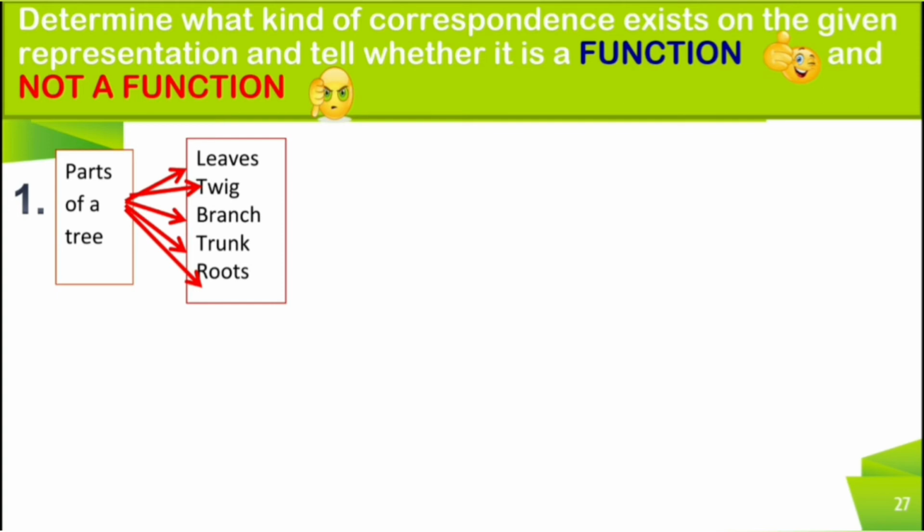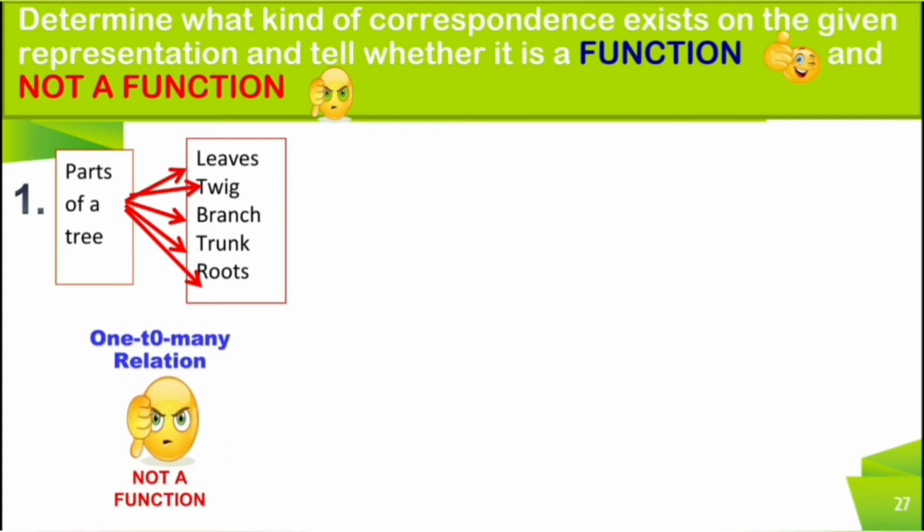Determine what kind of correspondence exists on the given representation and tell whether it is a function by raising a like and not a function by unlike. Number 1, parts of a tree are leaves, twig, branch, trunk, and roots. Ano po yung relation nito? Tama po kayo. One-to-many relation. At dahil one-to-many relation, it is not a function.